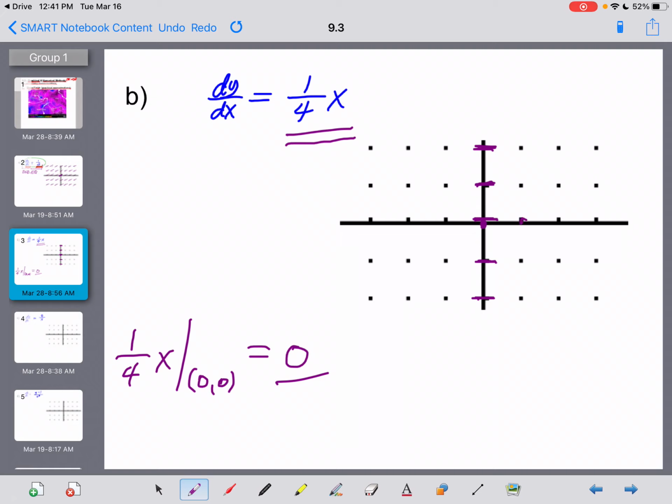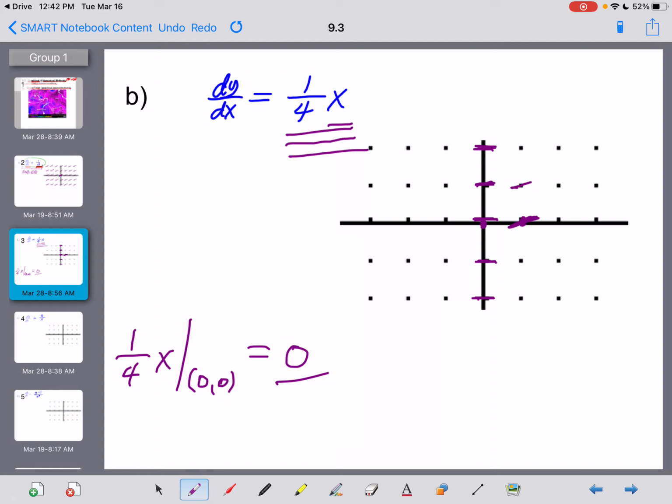How about right here at the point 1, 0? Now, if we plug a 1 in here for x, 1/4 times 1 is 1/4. So I'm going to draw a little segment here with a slope of 1/4. And guys, I'm not going to pull out my protractor here and measure to make sure that you've got this right. All that's important is that 1/4 is a positive slope, but one that's barely positive, and it's rising very slowly, so it might look something like that. The y-coordinate here is irrelevant because there is no y in this derivative. And the same thing happens at the point 1, 1.